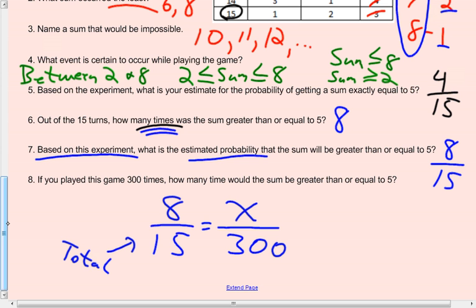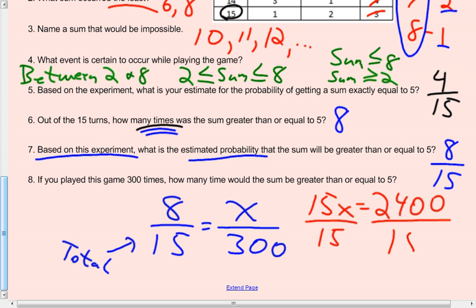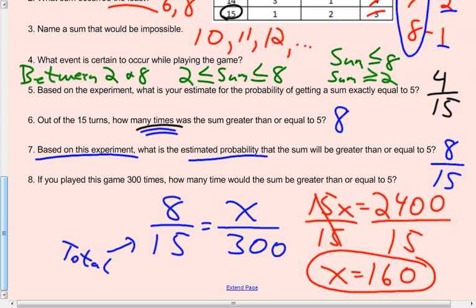So the students from earlier in the year should feel comfortable with how they set up proportions and also how to solve proportions. So in this case, of course, we would just cross multiply. We have, let's say, 15x equals 2,400. We'll divide by 15 on both sides. These guys cancel out. So if we divide 2,400 divided by 15, we come up with 160. So we would expect there to be about 160 times where the sum is greater than or equal to 5.